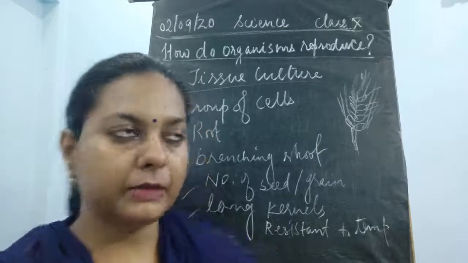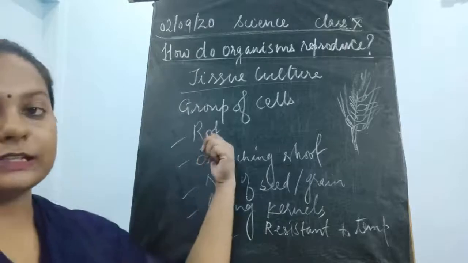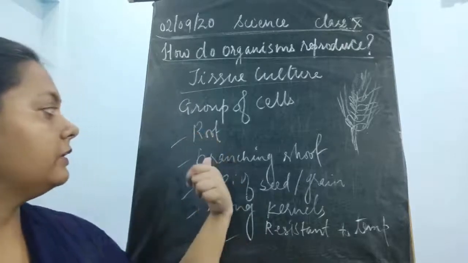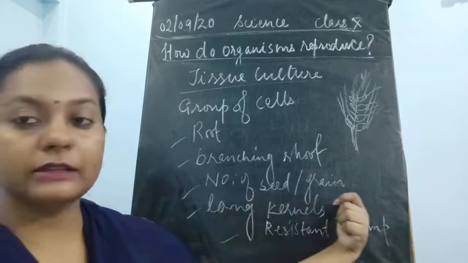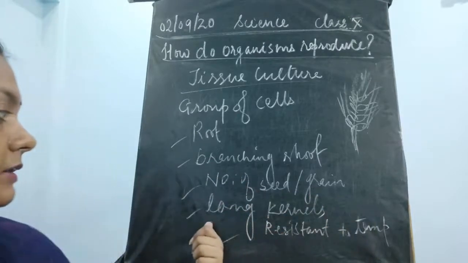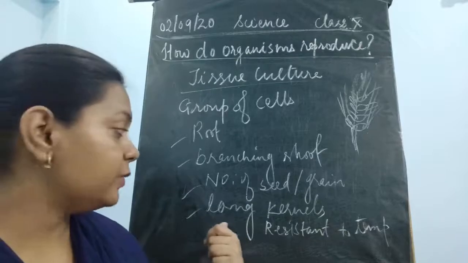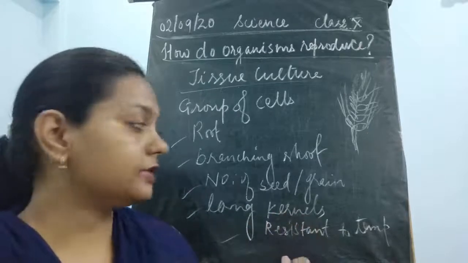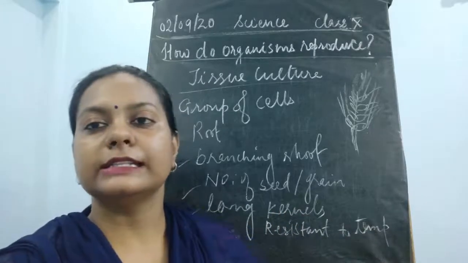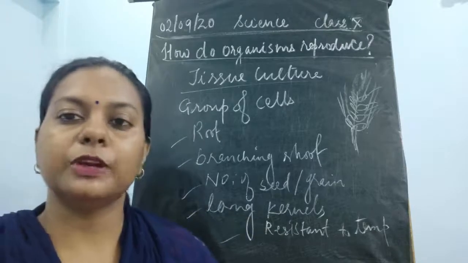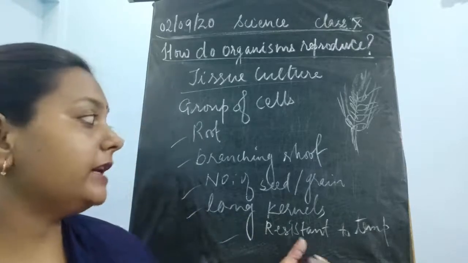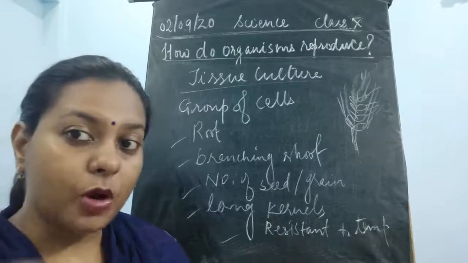How are they being combined? Each gene which is expressing a good root system, the gene which is expressing a good shoot system, the gene which is expressing good grains, number of grains, then the gene which is responsible for long kernels, and the gene which is responsible for disease resistance, or resistance towards insects and pests. We will take up all these genes.